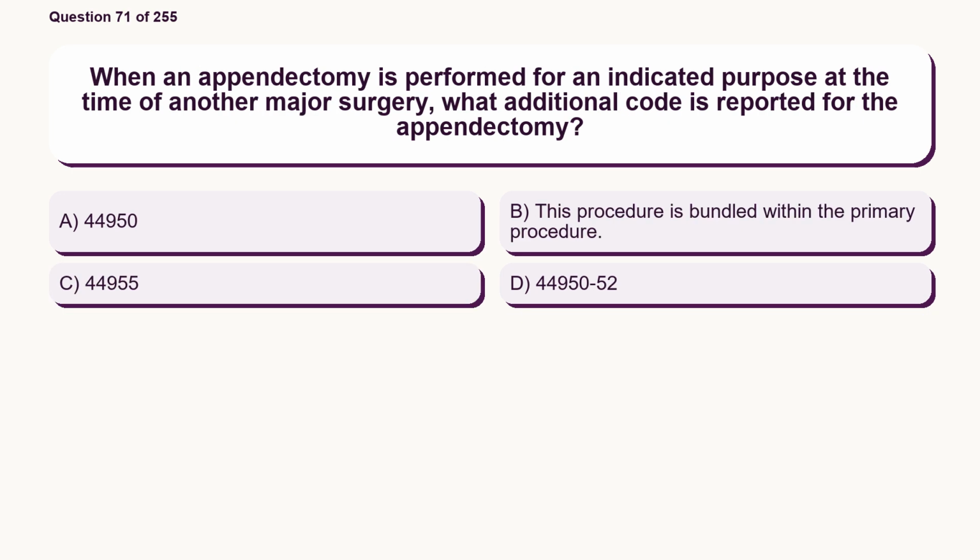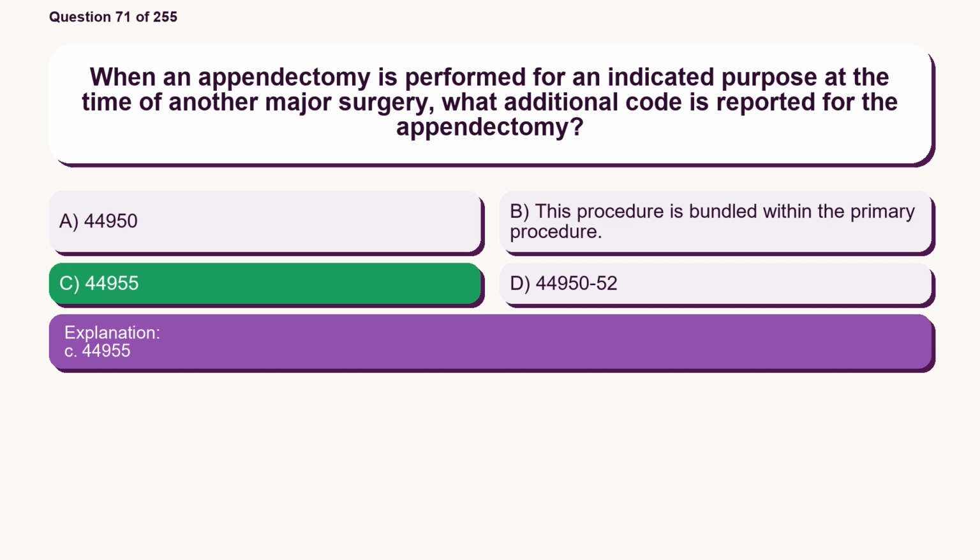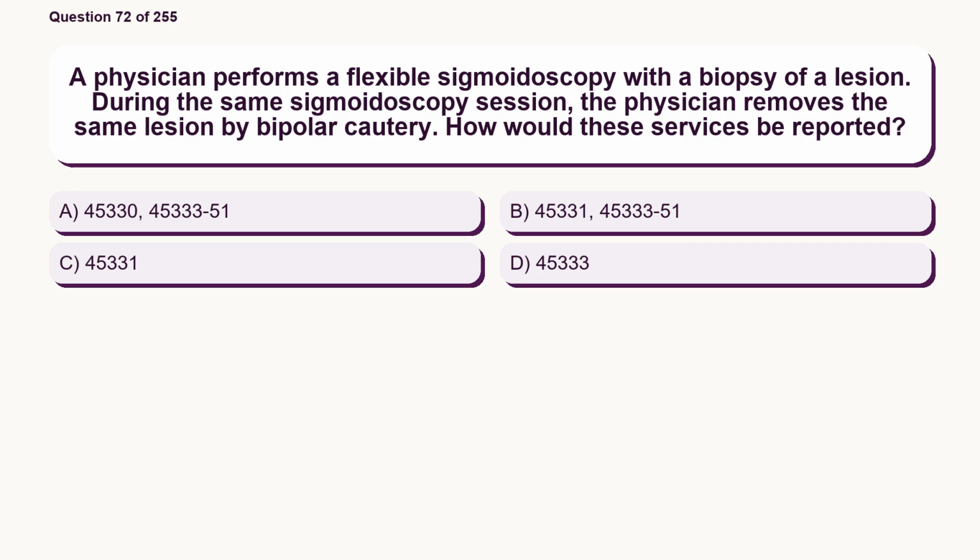When an appendectomy is performed for an indicated purpose at the time of another major surgery, what additional code is reported for the appendectomy? Option A, 44,950. Option B, this procedure is bundled within the primary procedure. Option C, 44,955. Option D, 44,950 to 52. The correct answer is option C, 44,955. C, 44,955.